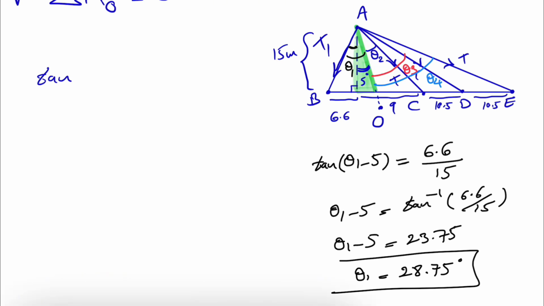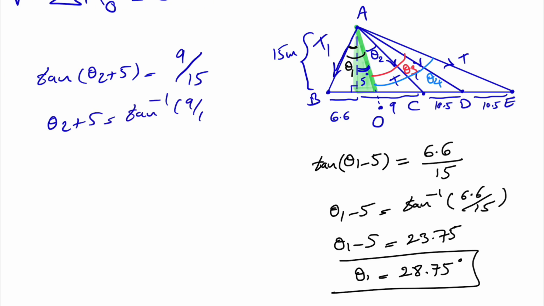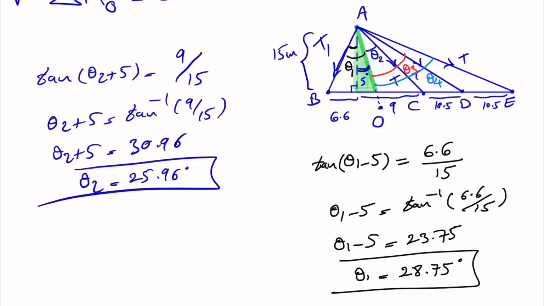So I'm just gonna clean this up. So the tangent of this time theta 2 plus 5 will be 9 over 15. So theta 2 plus 5 will be the tangent inverse of 9 over 15. And theta 2 plus 5 will be equal to 30.96 if we calculate it. So our theta 2 will be 30.96 minus 5, which is 25.96 degrees.